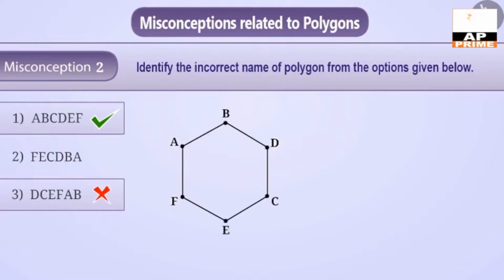The correct understanding is that we can name a polygon with the help of vertices. While naming, we can start from any vertex and progress in one direction on the boundary.